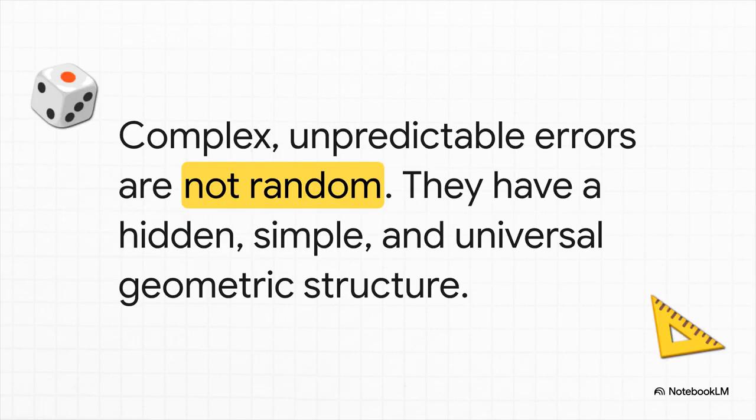So if there's one big idea to take away from all of this, it's this. That feeling of ending up in the wrong place, that seemingly random, unpredictable glitch in the system, it's not random at all. It has a shape, a simple, fundamental, and universal shape that we can actually identify and understand.